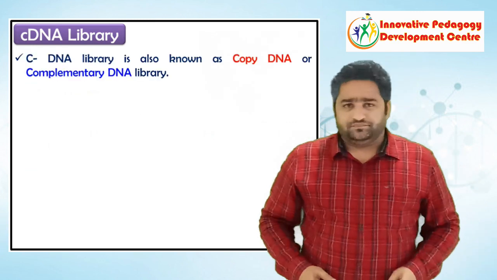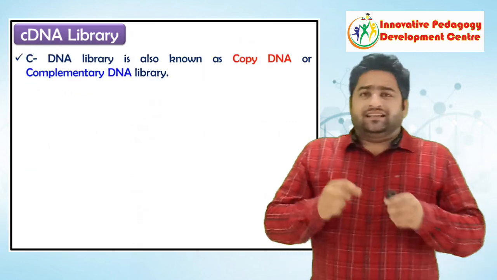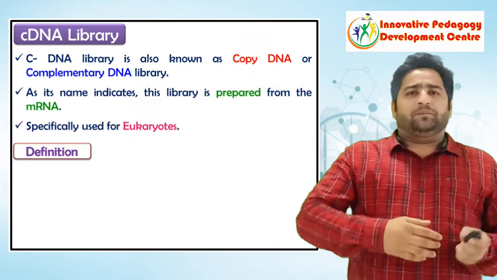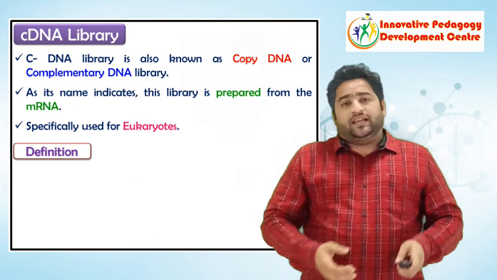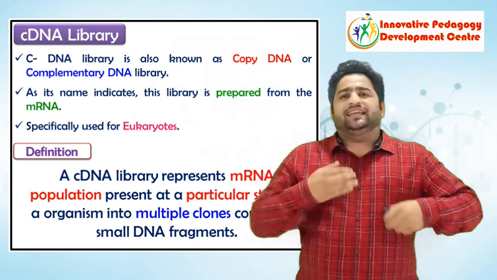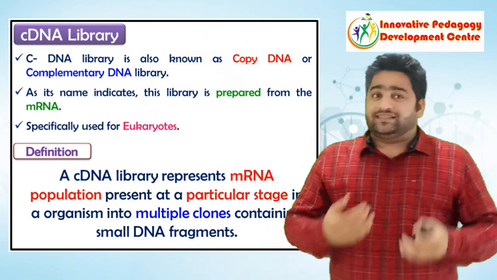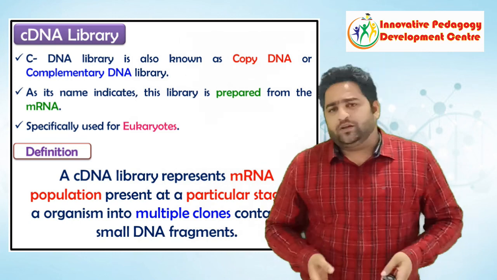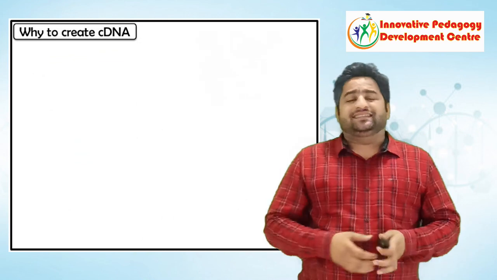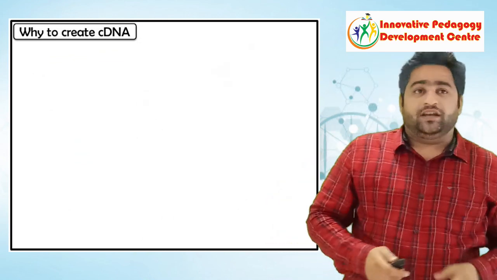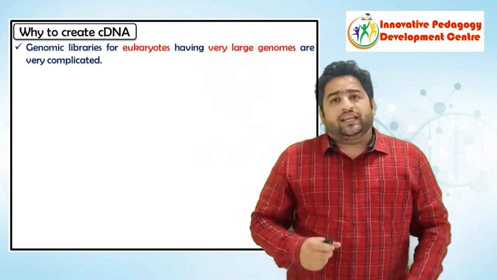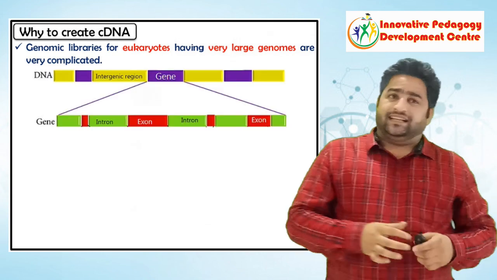Now the cDNA library, as the name suggests, is a copy DNA library or complementary DNA library. It is prepared from the mRNA, specifically used for eukaryotes. Definition: a cDNA library represents the mRNA population present at a particular stage in an organism, in multiple clones containing a small DNA fragment. Now, why create the cDNA library? As we have the genomic library, why do we need the cDNA library? The reason is, genomic libraries for eukaryotes having very large genomes are very complicated.